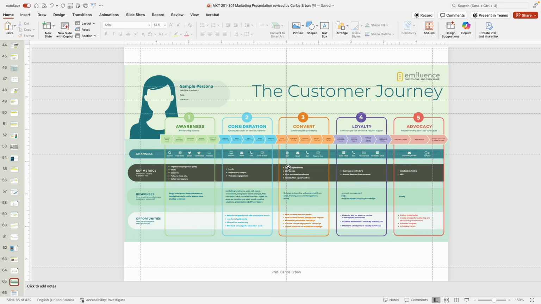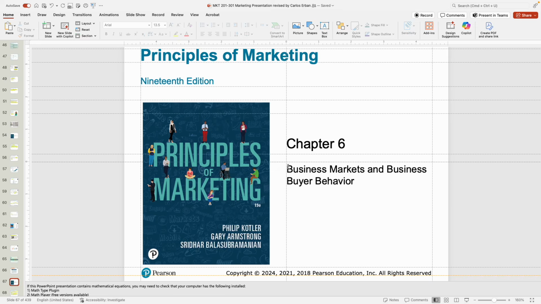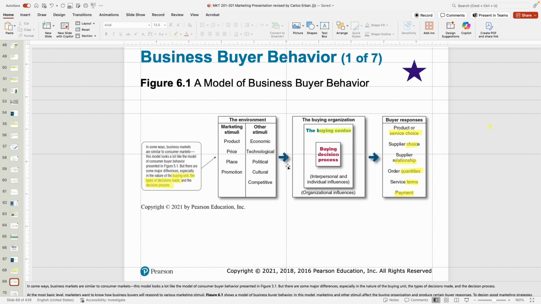There are many versions of the customer journey, but they all have the funnel, they all have touch points, and they all have some sort of action or responses. Okay, so let's keep on going.